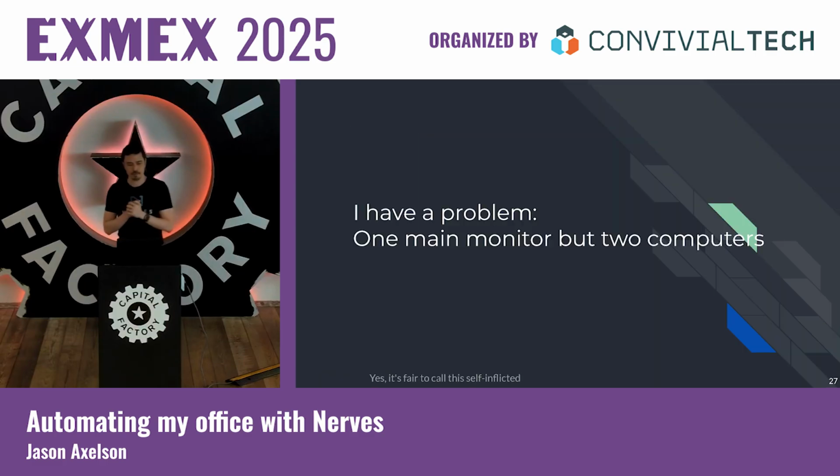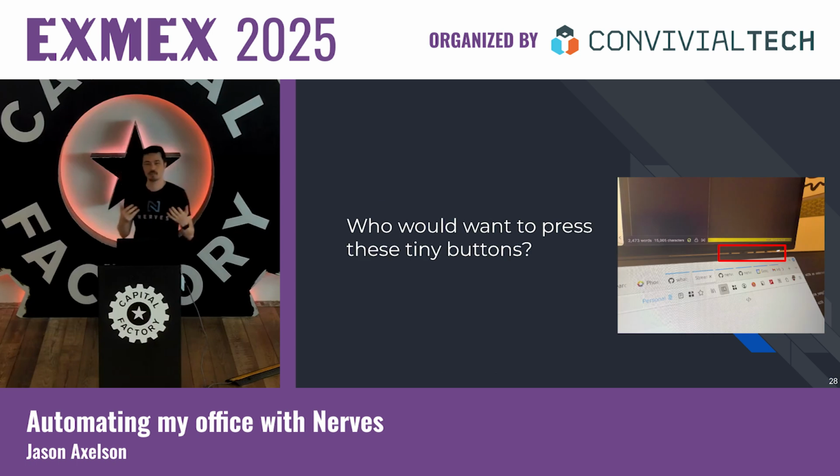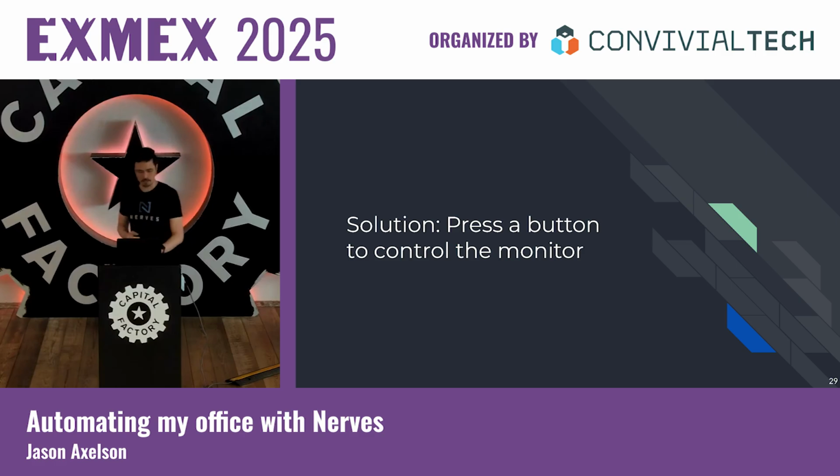So I have a problem. Actually, I have many, but let's focus on this one for now. I have one main monitor, but there's two computers hooked up to it. Typically, how you would change the input on such a monitor is by pressing these tiny little buttons, and I swear they're getting smaller and almost painful over time. And because I want to keep my monitors as close together as possible, I can't actually physically reach these buttons without moving the monitor out of the way. And I don't like friction in my work, so let's fix that.